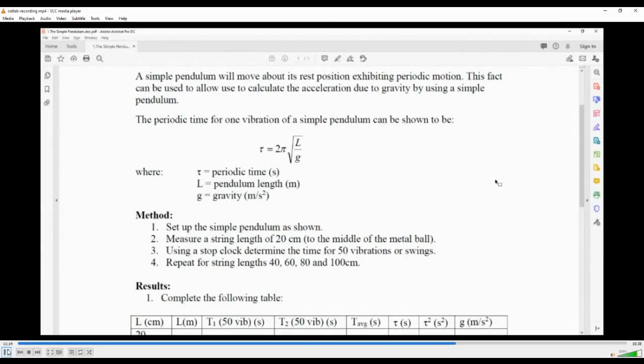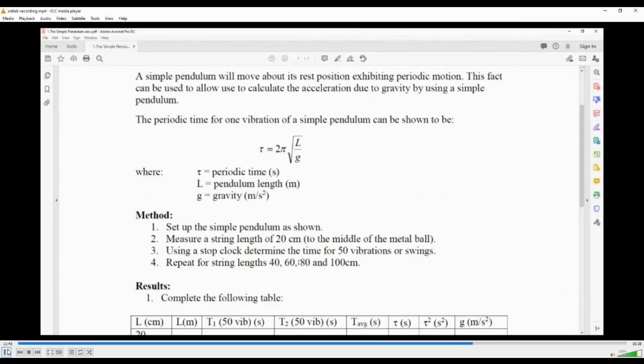So why are we going to determine 50 vibrations or swings? If we get the time for 50 vibrations and divide by 50, then we'll have the time for one vibration. But by taking 50 vibrations, any errors that we make will be minimized. If we just try to time one vibration, the chances are we would have quite a bit of error. So we're going to adjust the string to 20 centimeters and use the stop clock to determine the time for 50 vibrations.